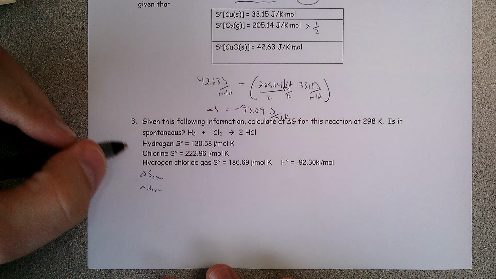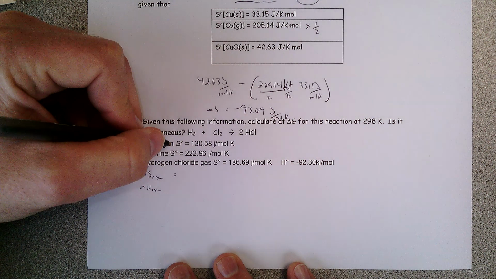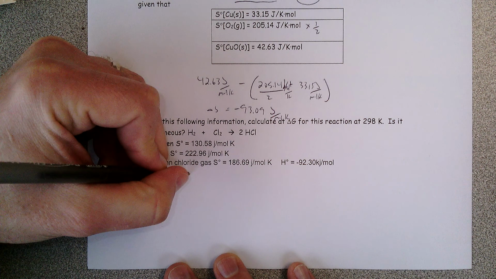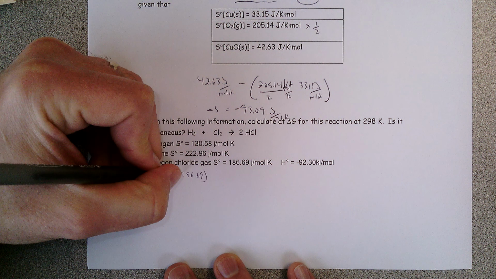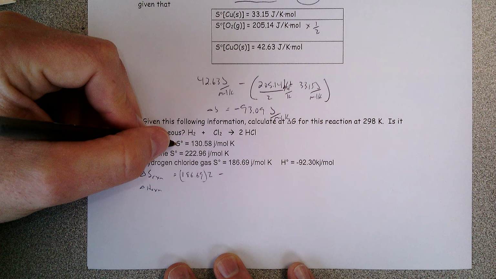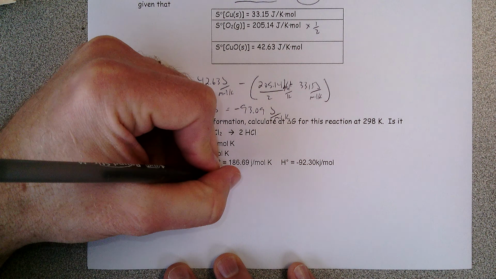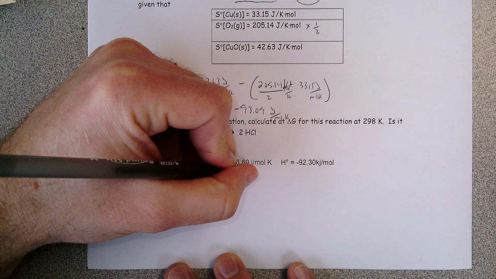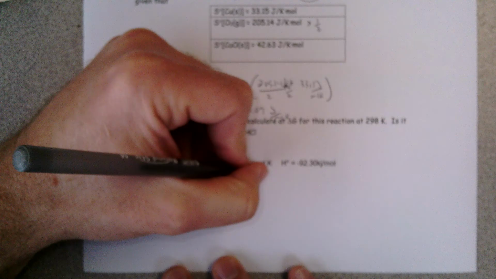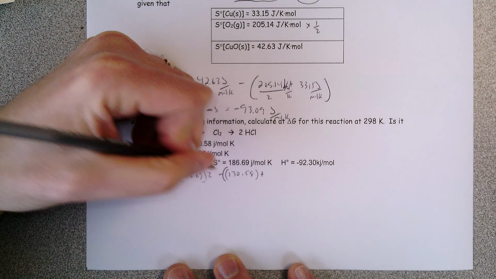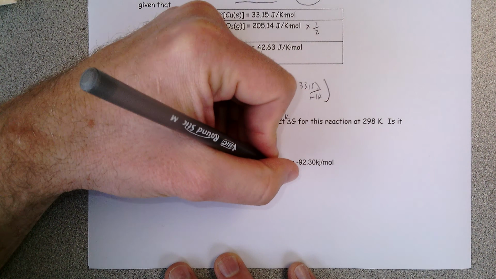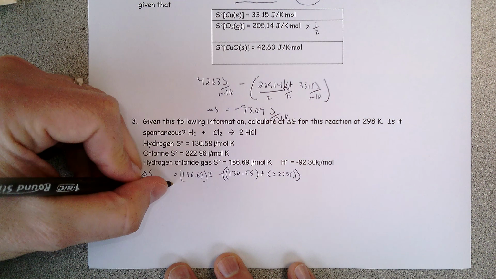So delta S of the reaction is just going to be the products, which delta S is 186.69 times 2, minus, that's my products, minus my reactants. And my S's for my reactants are 130.58 and 222.96. We want to get the whole thing there, right? So use your parentheses correctly. That's going to be my delta S for the reaction.